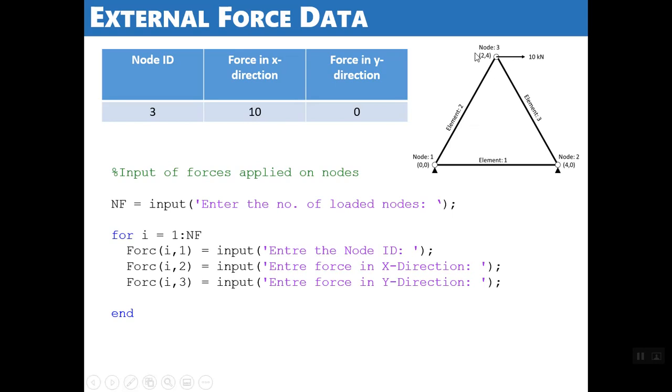If we consider the example at hand, when the user will input, he will input 3 as node ID. Value of force in x direction is 10, while the value of force in y direction in this case is 0, as it has also been shown in the table above. This is how we are going to take input of the data, which include node, their geometry, elements, all the data related to them, support conditions, and applied forces or applied loads.